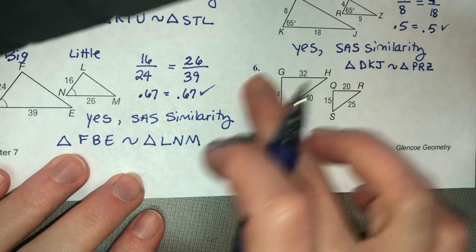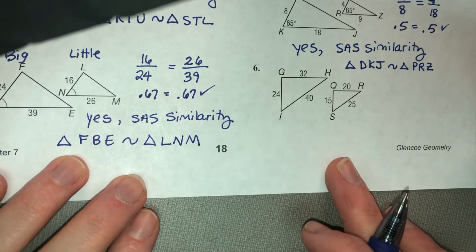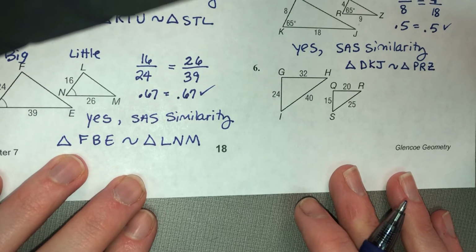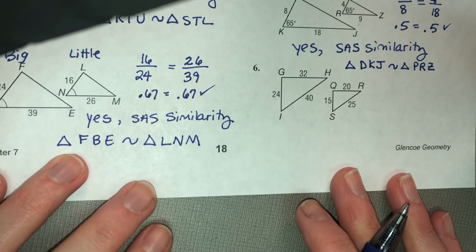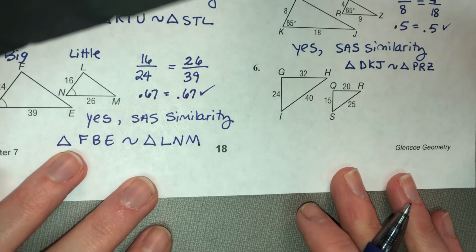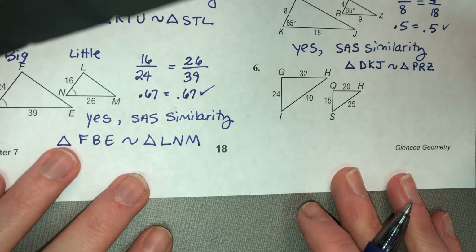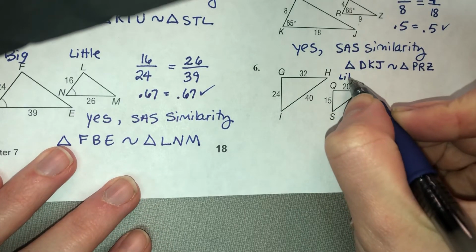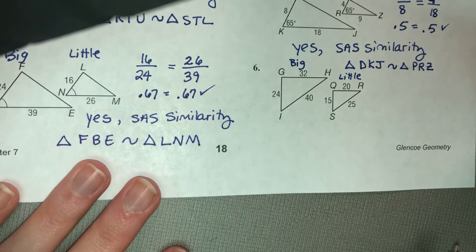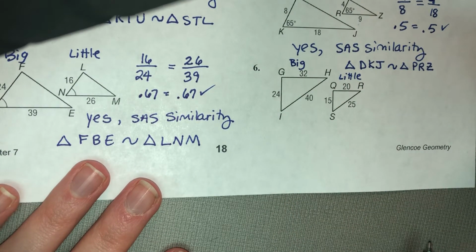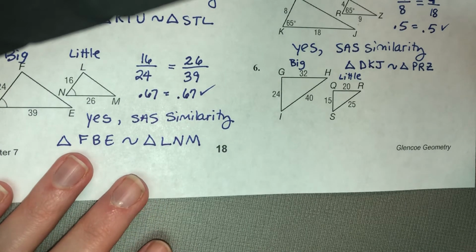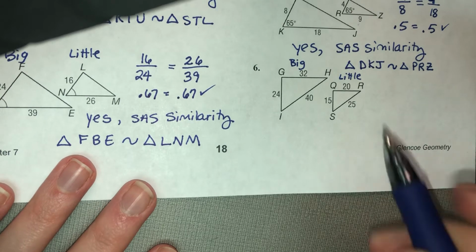We have no angles marked the same in either triangle. So we are definitely not going to try to use angle-angle similarity or side-angle-side similarity. What we are going to try to use is side-side-side similarity. So what we have to do is look at our little triangle and our big triangle and set up 3 proportions. Little over big equals little over big equals little over big. And all 3 fractions must equal the same thing in order to say these 2 triangles are similar.